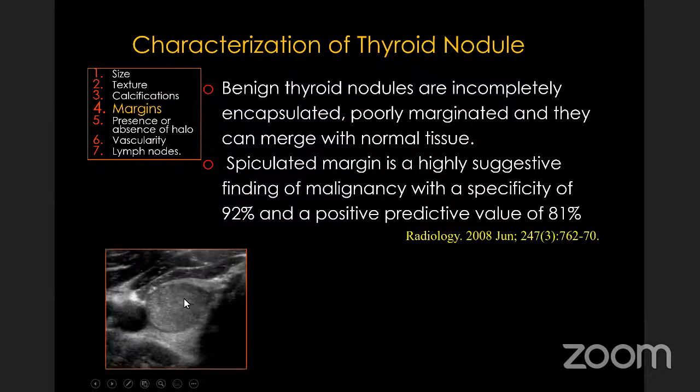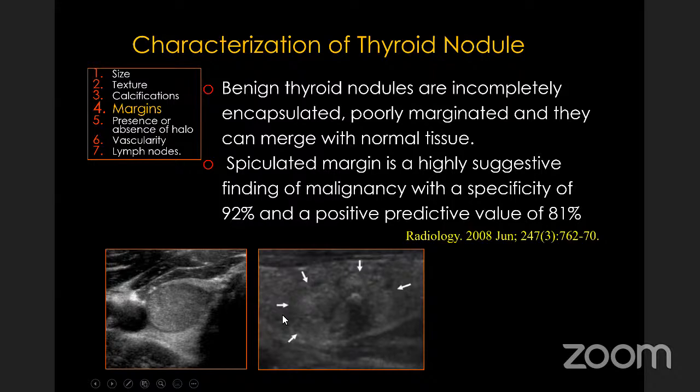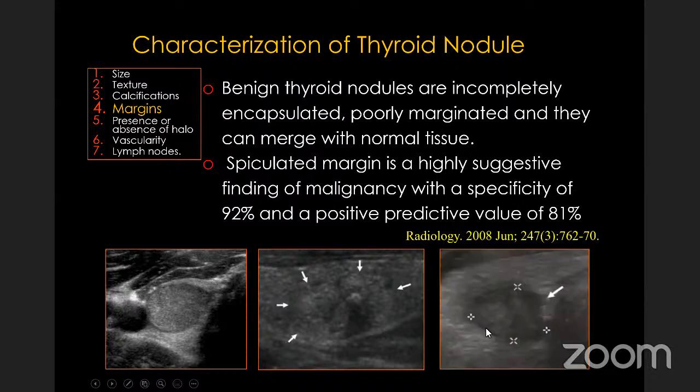This is an example of a well-defined encapsulated nodule with a thin halo around it. This is suggestive of benign follicular adenoma. And this is a microlobulated nodule, infiltrating the adjacent structures, and this is suspected of being a malignant nodule. And this is a solid nodule, well-defined in some areas, like here, and ill-defined in other areas, and this is probably going to the malignant side.